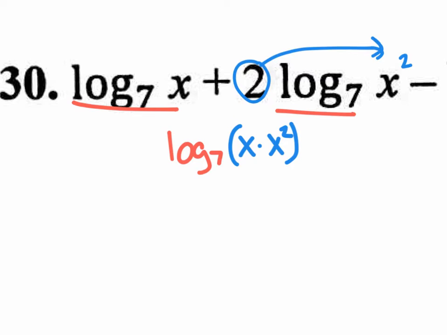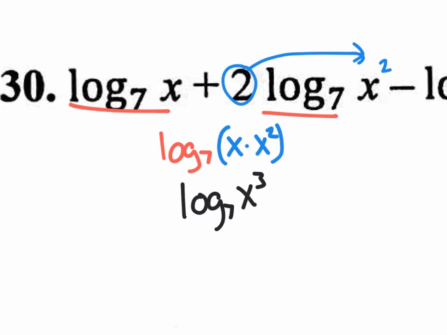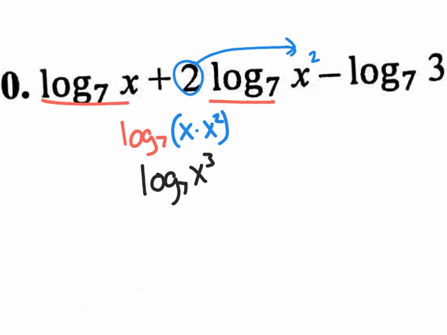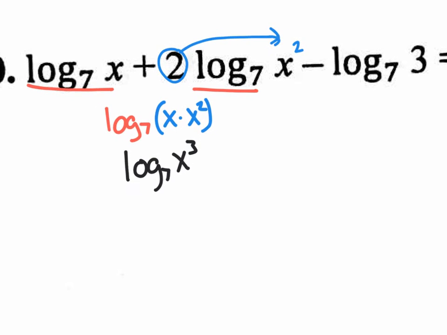Of course, this is showing my work. X times x squared is x to the third, so we really have log base 7 of x to the third. And of course, we're going to bring down the rest of this left side of the equation, which is minus log base 7 of 3. Right? So both of these became this. We still have the minus log base 7 of 3. Let me bring it down.